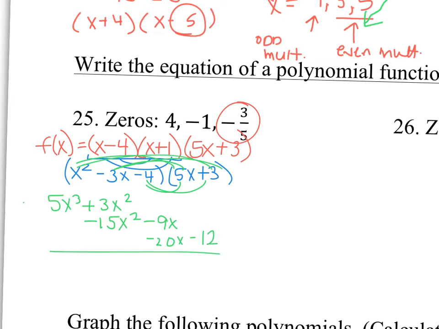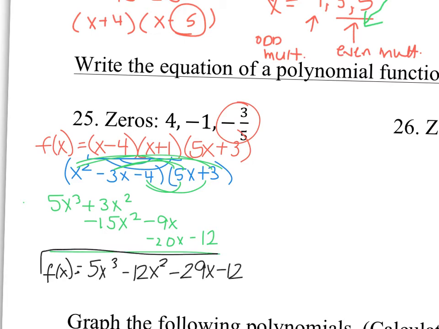So now I'm going to go ahead and add all of these up. F of x, I just picked that because it didn't tell me what to use, equals 5x cubed minus 12x squared minus 29x minus 12. And I'm done.